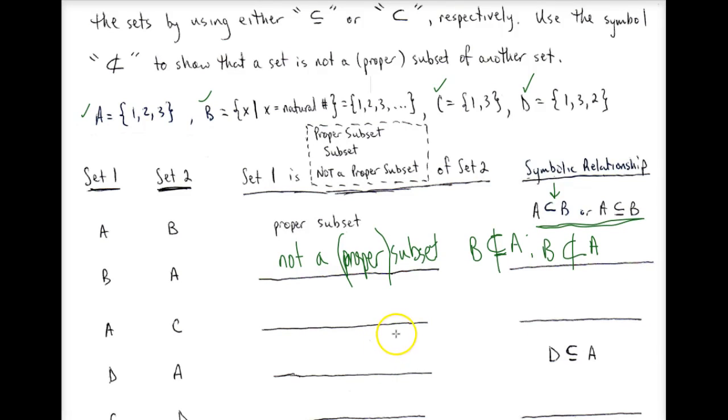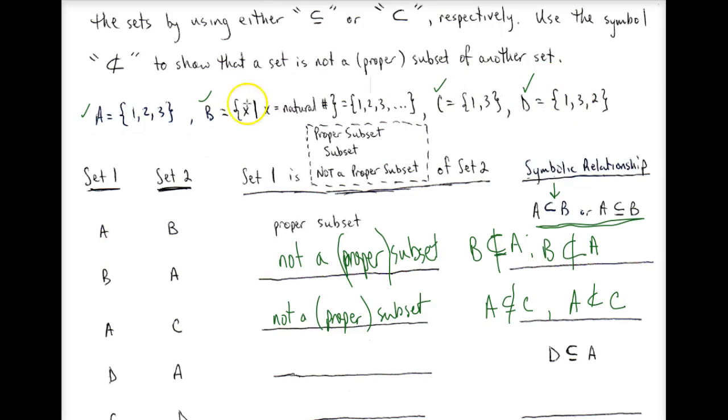Moving on here, if we compare A and C, we see that A has 3 members, C has 2 members. So again, this is going to be not a proper subset. And here, just like how we did last time, we could do it like this, or we could do it like this.